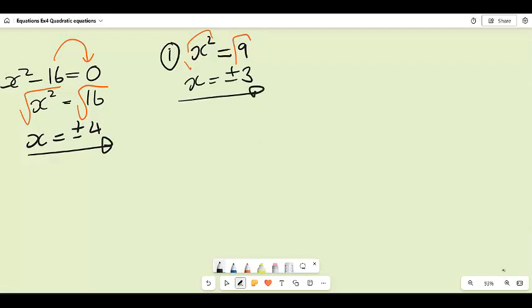That is I. Let's look at J. J, x squared minus 6 is equal to 0. Now the question is, can you do difference of squares?